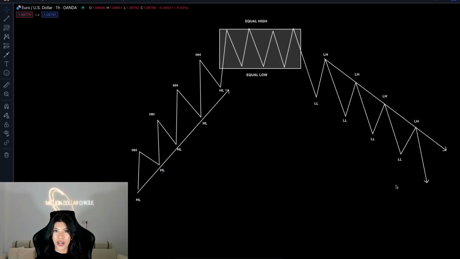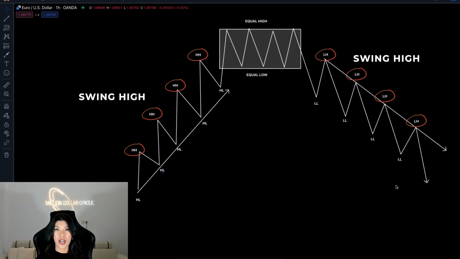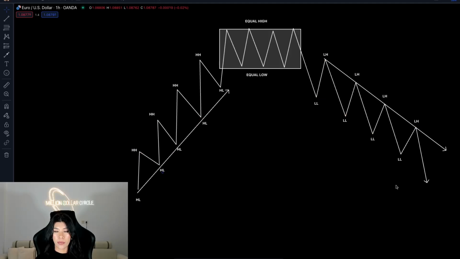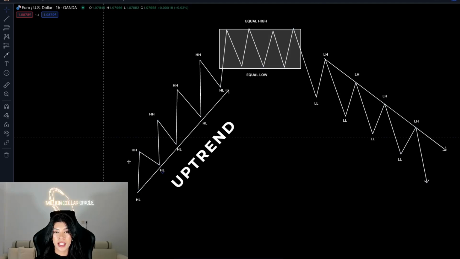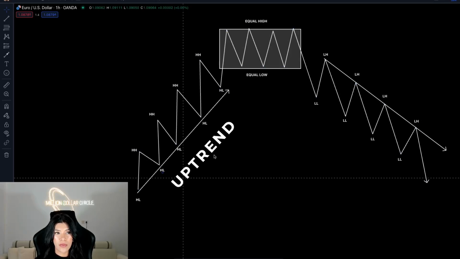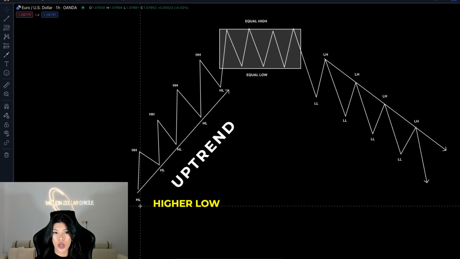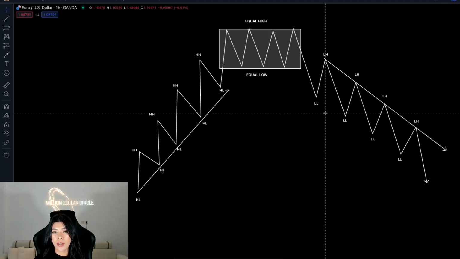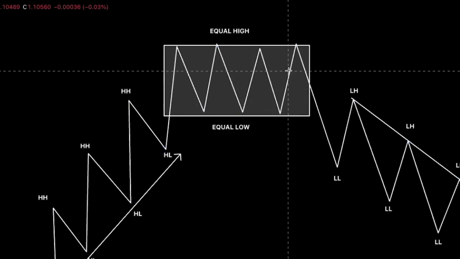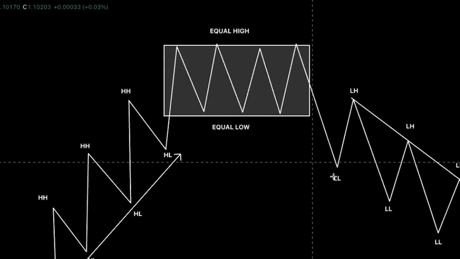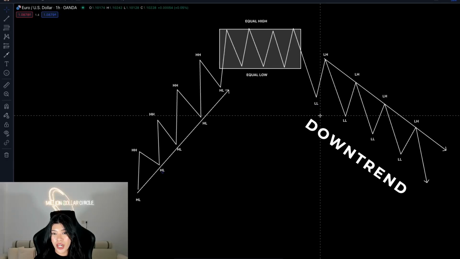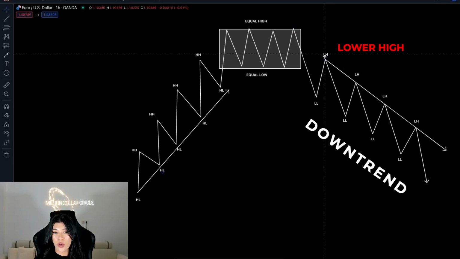You can draw a trendline by connecting either the swing highs or the swing lows of a price movement. What I mean by that is, let's take a look at this. As you can see here, the movement is an uptrend, right? When the movement is an uptrend, you will connect the higher lows and higher highs. And when the price is doing consolidation, it's equal highs and equal lows. And when the price is in a downtrend, you'll be connecting the lower lows and lower highs.